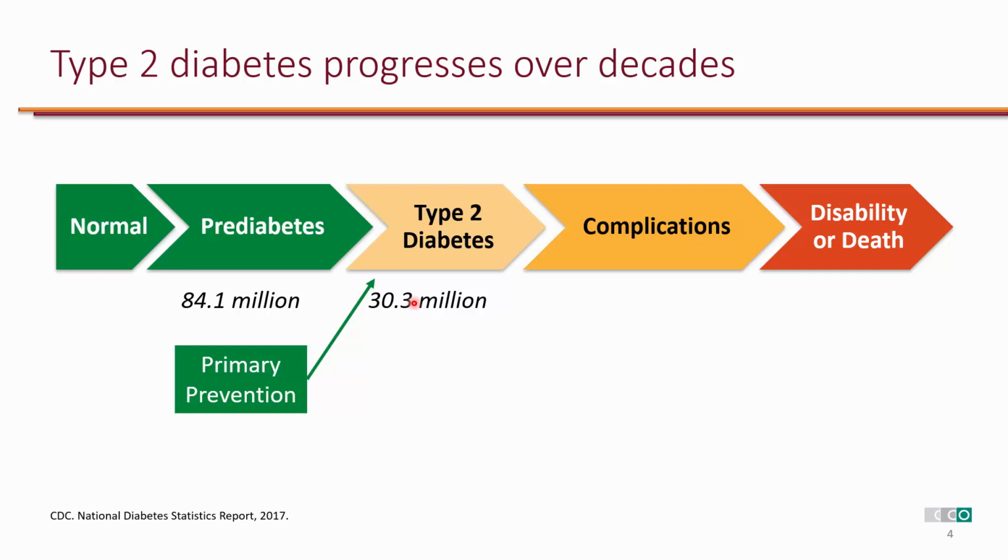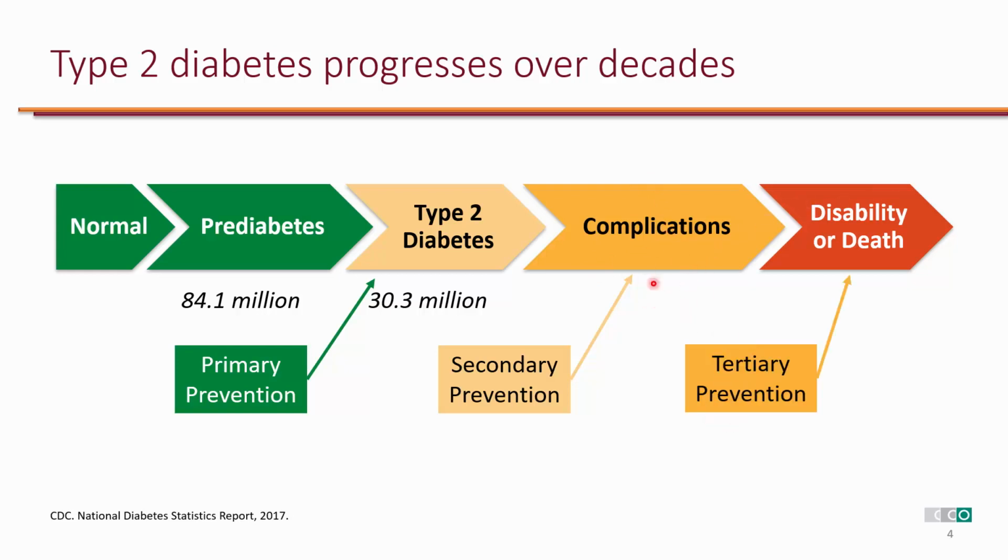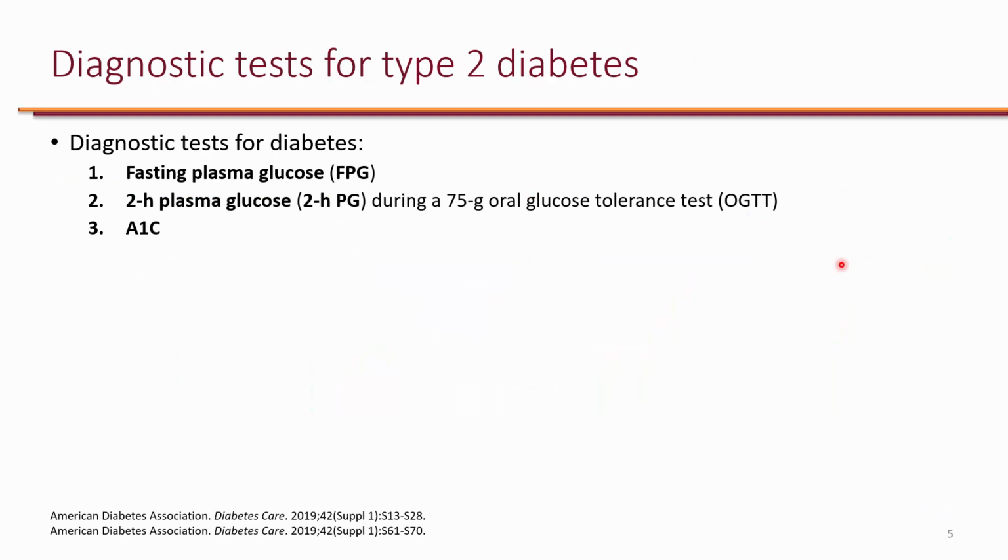Once patients have type 2 diabetes, over time, this can progress into having complications. Therefore, it is important for type 2 diabetes patients to have secondary prevention to prevent those complications. These complications include the microvascular complications and macrovascular complications. And of course, once patients have complications, this can progress into disability and ultimately death. And we can do tertiary prevention for patients who have complications in order to prevent those disabilities and to reduce mortality. We have three diagnostic tools for diagnosing diabetes. There's fasting plasma glucose, there's the 2-hour plasma glucose, and there's of course A1C.